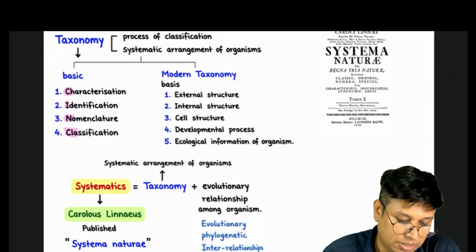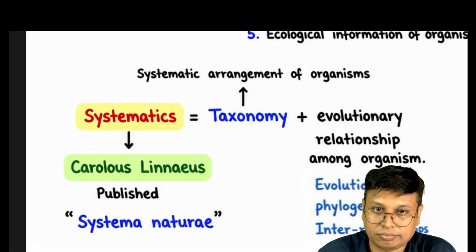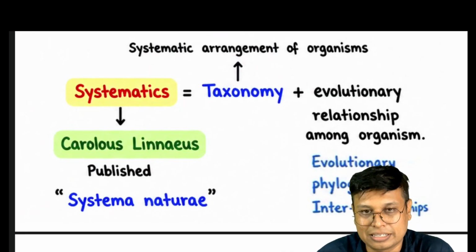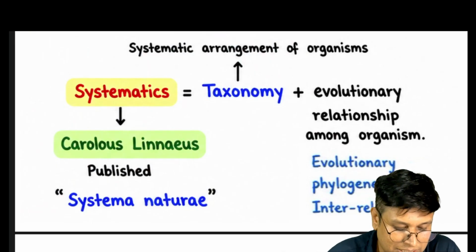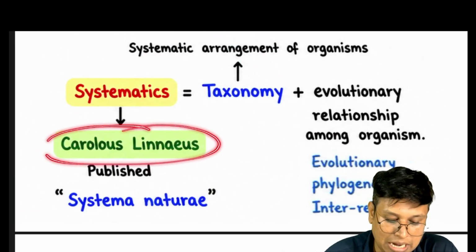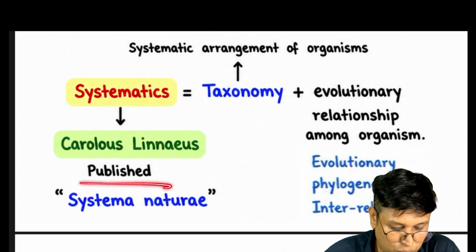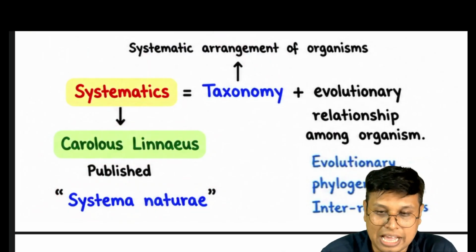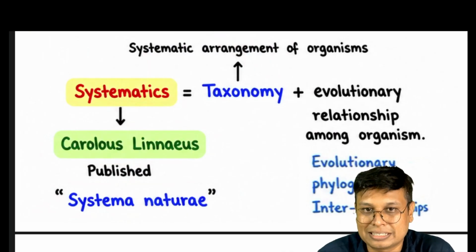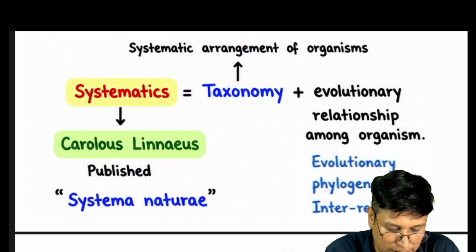Then a new term comes, a very important term, and generally MCQs are asked in this chapter based on this. Systematics is a term given by Carlos Linnaeus in the book he published, that is Systema Naturae. They ask this. So Carlos Linnaeus, Systema Naturae, systematics, they ask this.